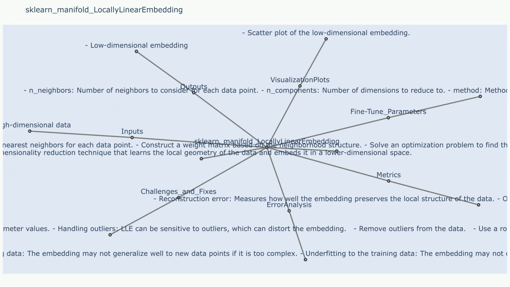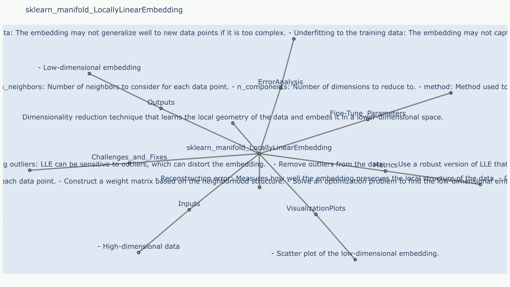Embedding optimization. The algorithm then finds a lower dimensional representation of the data that minimizes the reconstruction error while preserving the local neighborhood relationships as defined by the weights. This is typically done using an optimization algorithm, such as eigen decomposition.